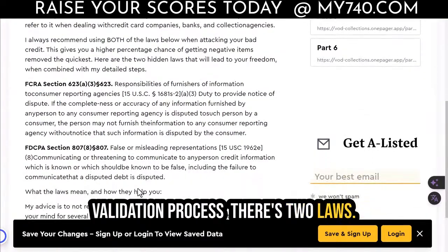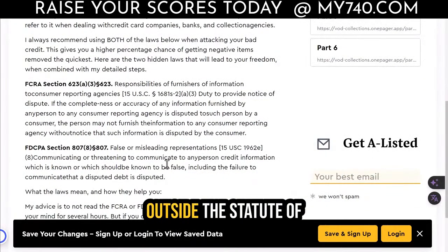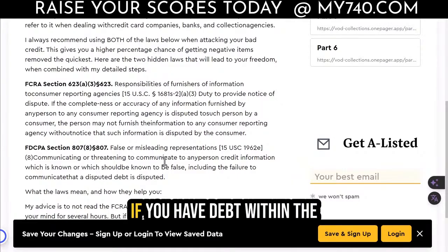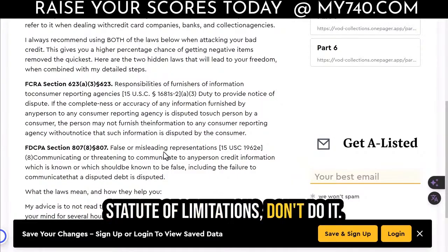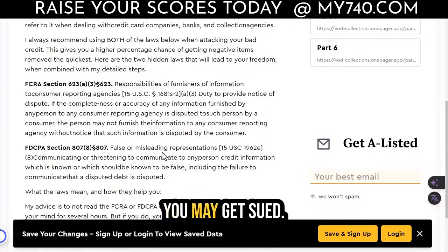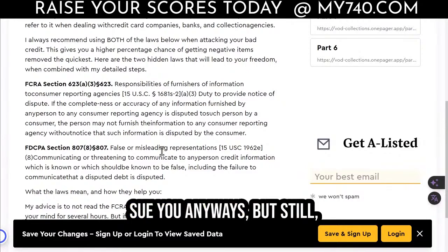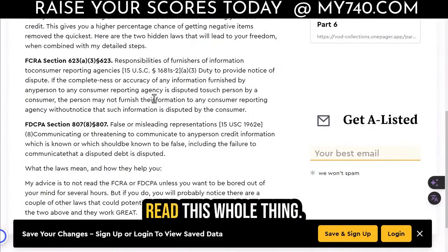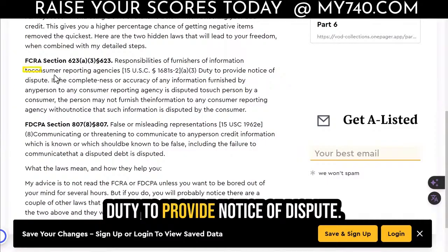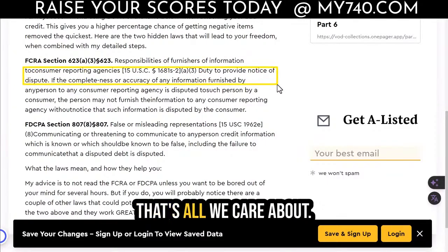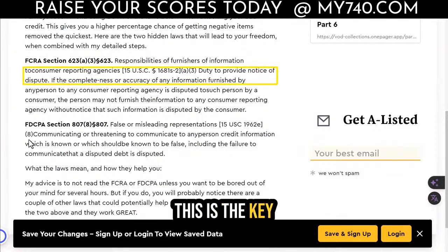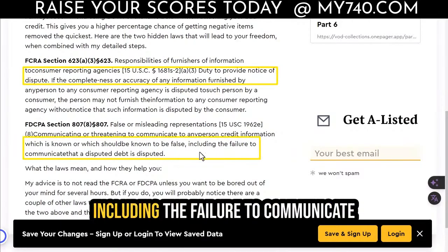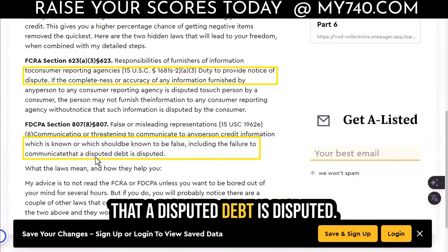There's 2 laws. This is for collections outside the statute of limitations or only third party. If you have debt within the statute of limitations, don't do it. You may get sued. I mean, a company that's going to sue you is going to sue you anyways, but still. FCRA section 623(a)(3). We're not going to read this whole thing. Duty to provide notice of dispute. That's all we care about. This is the key for the collectors. It says FDCPA 807(8), including the failure to communicate that a disputed debt is disputed.